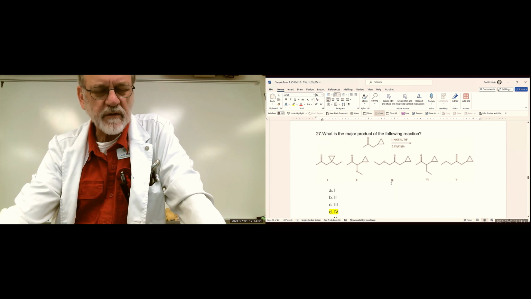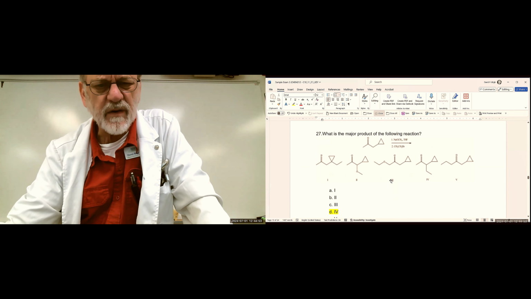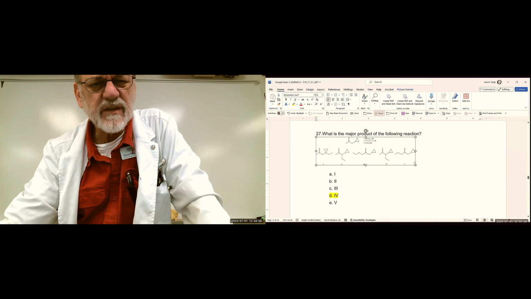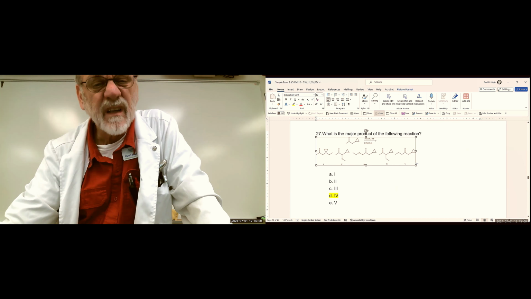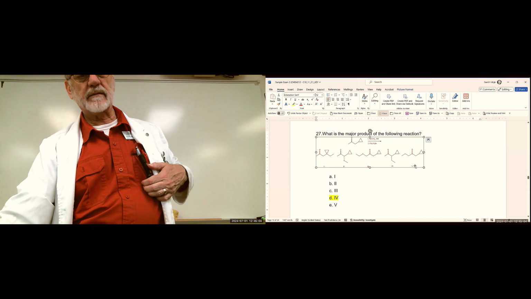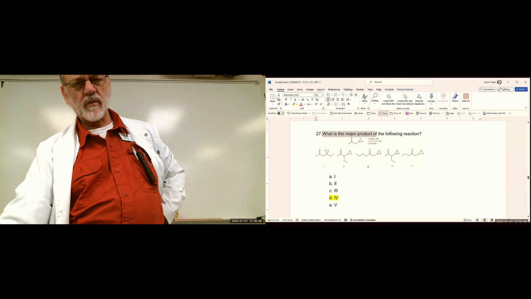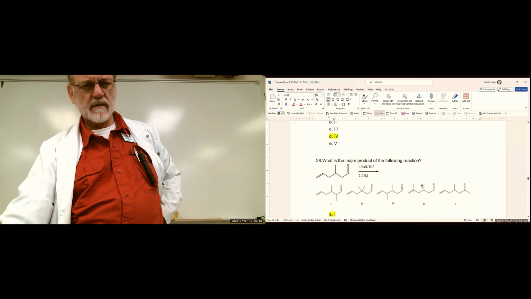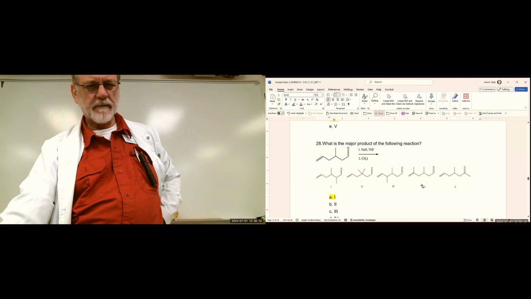What's the major product of the following reaction? Ooh, that's kind of hard to read. Is it easier to see if we make it smaller? I'll throw it out. The graphic's not going to work. There's no sense in keeping it. Yeah, the next one's a little blurred too.